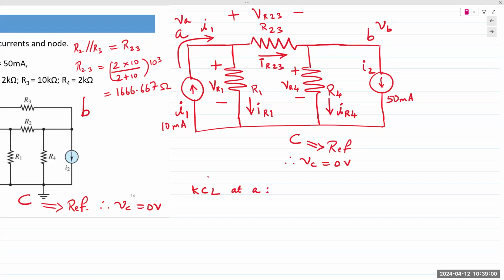That would give me current I1 entering and IR1 leaving and IR23 also leaving. Then you apply Ohm's law to this equation, and I can write I1 is VR1 over R1. IR23 is VR23 divided by R23.